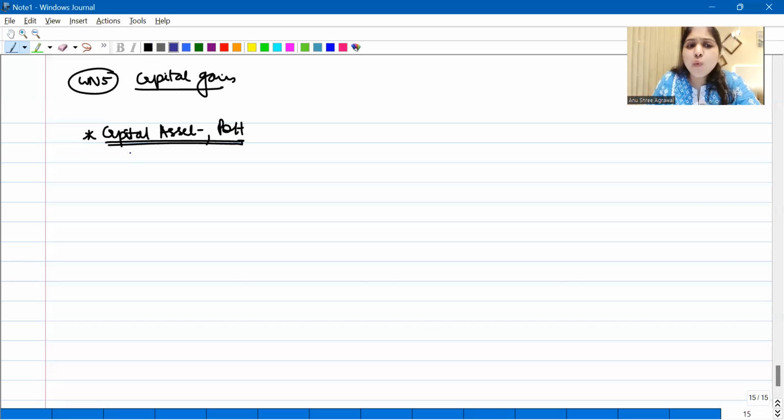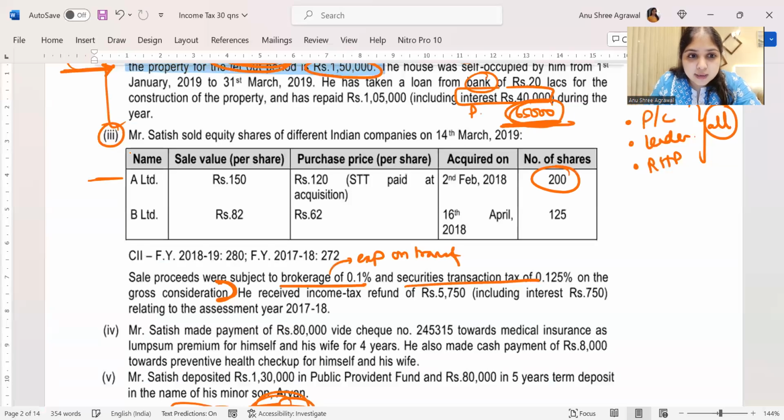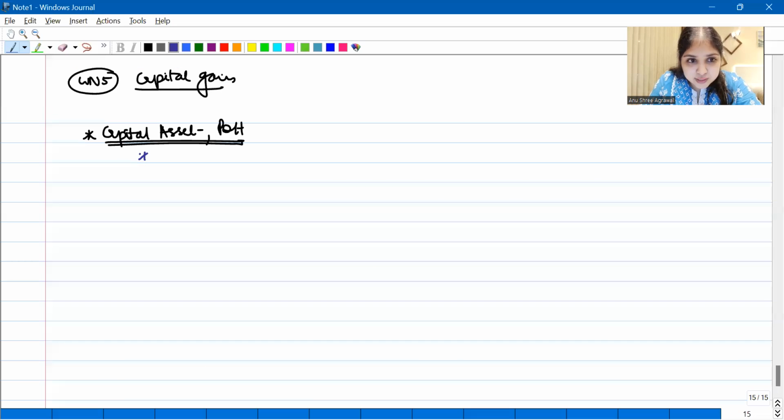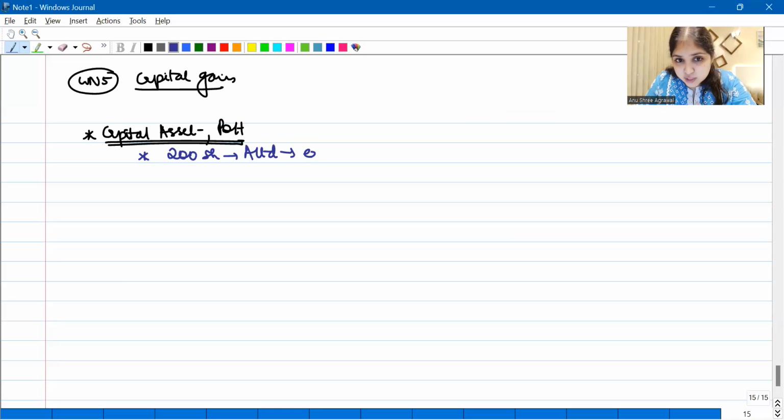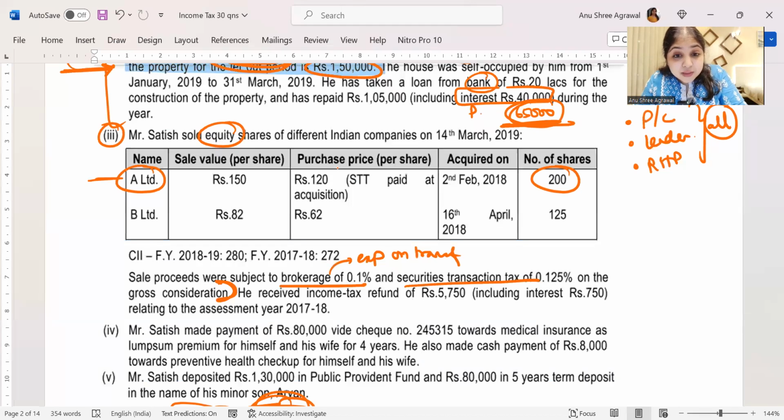Okay. What are the capital assets sold? 200 shares of A Limited. So first capital asset, 200 shares of A Limited. Give me more clarity. What kind of shares are they? Equity shares. Give me some more clarity. What kind of equity shares are they? STT paid at acquisition, STT paid at transfer.